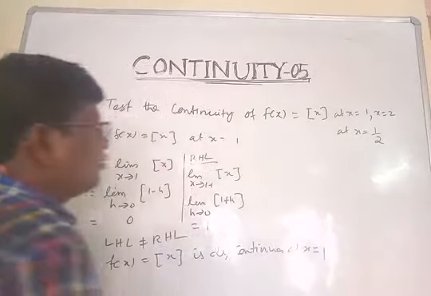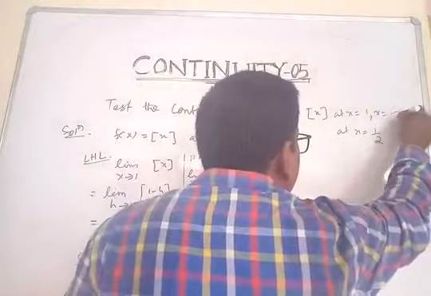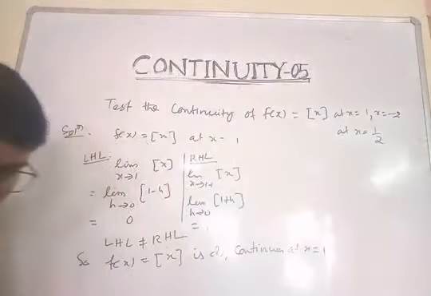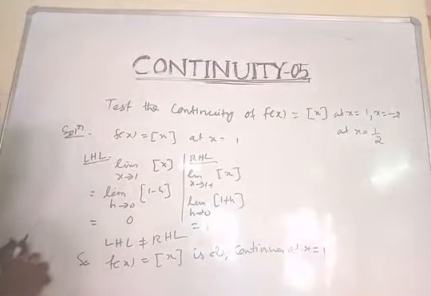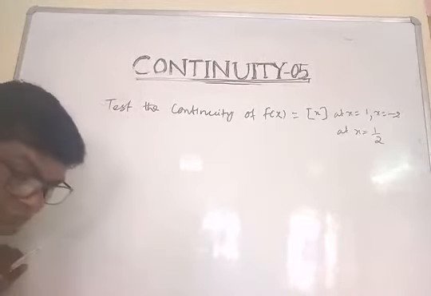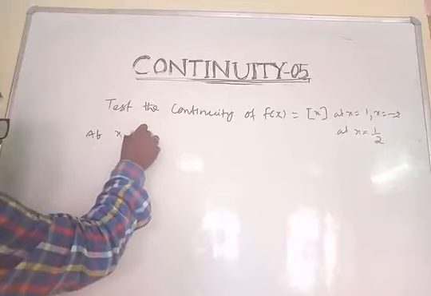Discontinuous at x is equal to 1. Suppose this is minus 2, at x is equal to minus 2, clear? Now at x is equal to minus 2.